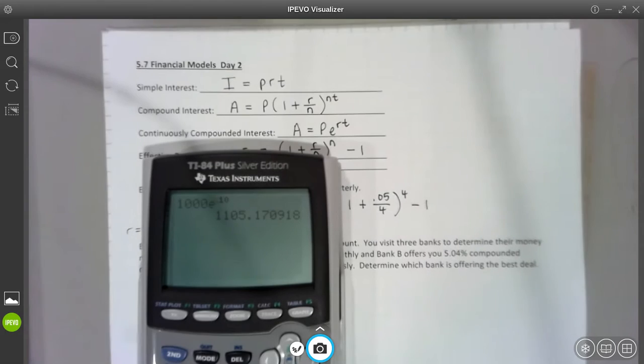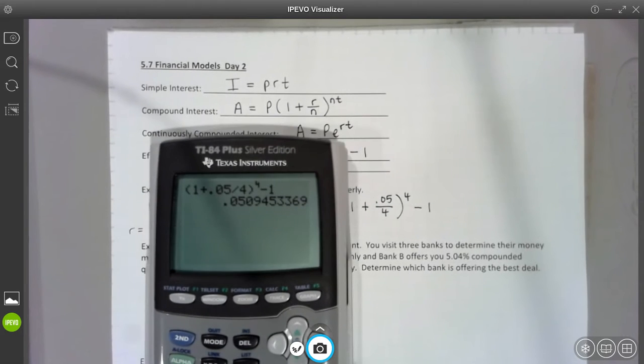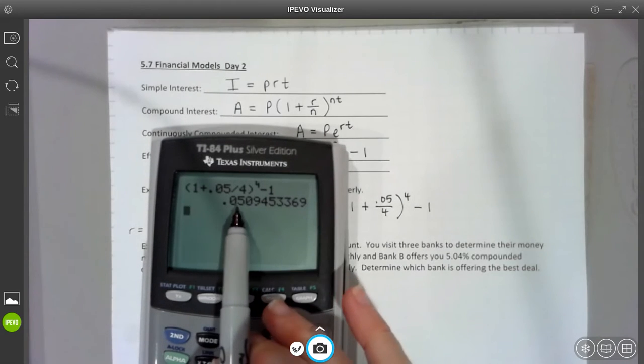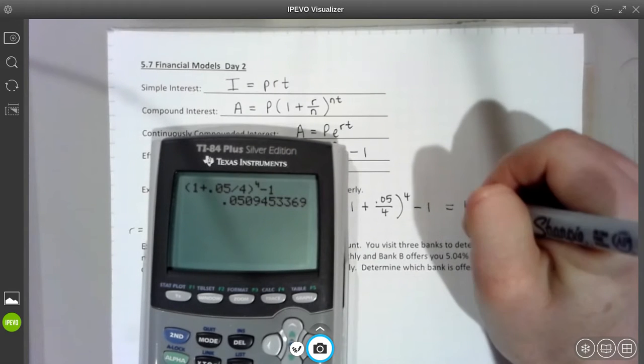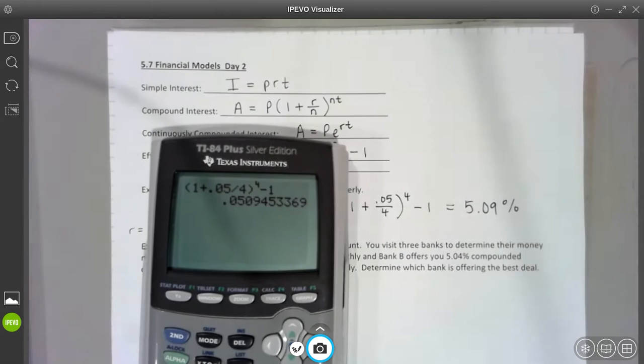All right, so let's see what we got. Parenthesis 1 plus 0.05 divided by 4, to the power of 4, and then minus 1. I don't know if you can see that, I got 0.050945336. I'm going to round that to 2 decimal places. As a percent, move your decimal 2 to the right. That's going to be 5.09%. So that's the yearly return on your money.